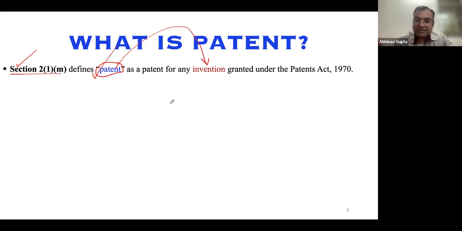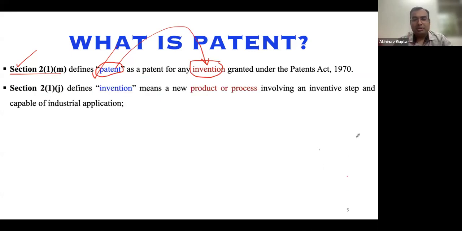So what is a patent? An invention which is protected under the Patents Act is what is patent, plain and simple. I hope we are able to understand. So what is patent? Patent is any invention which is granted or protected under the Patents Act 1970. So the next question is, what is invention? So what do we mean by invention? So, again, anyone, any idea?